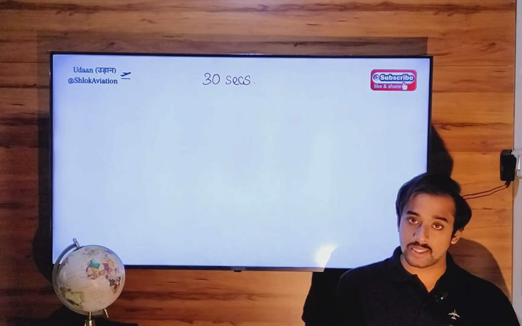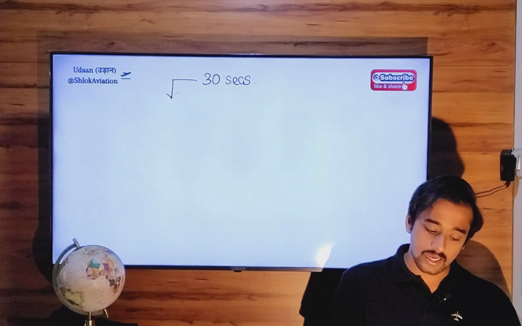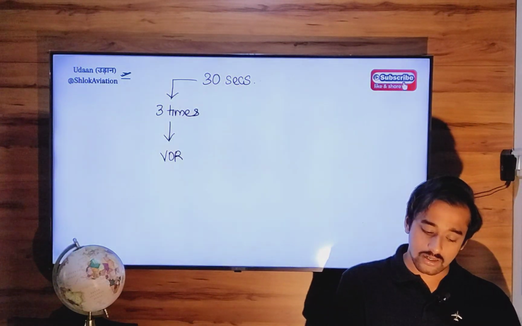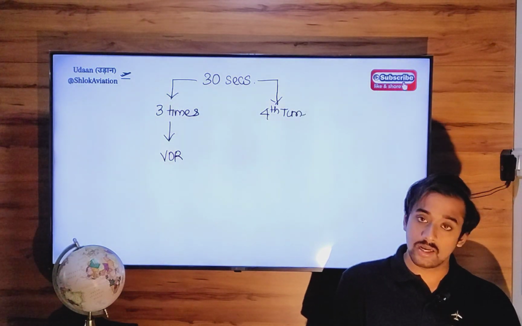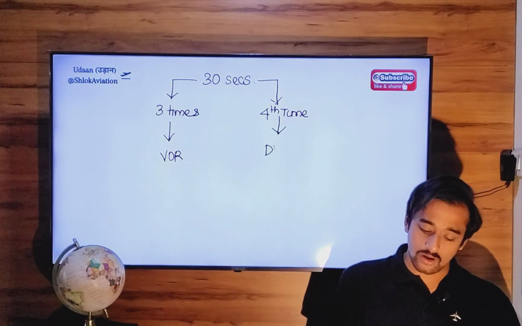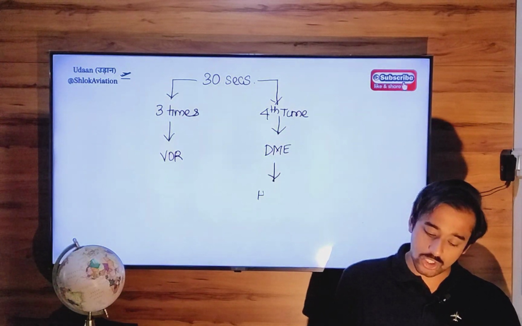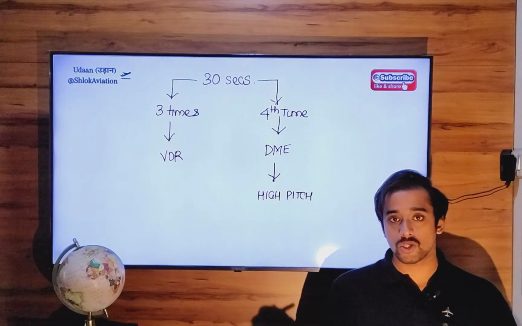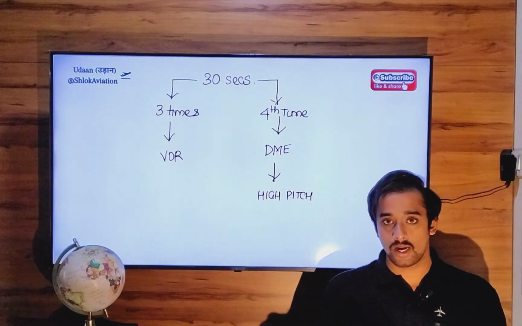Out of this 30 seconds, the first three times you will hear the Morse code of VOR, and the last time, that is the fourth time, you will hear the Morse code of a DME station, and that Morse code will be at a high pitch tone. This is how you distinguish between a VOR Morse code identifier and a DME Morse code identifier.